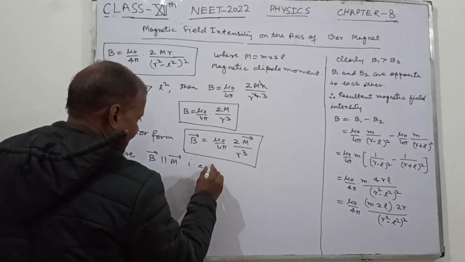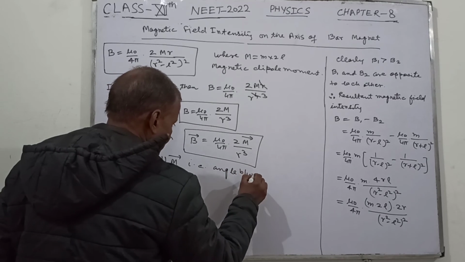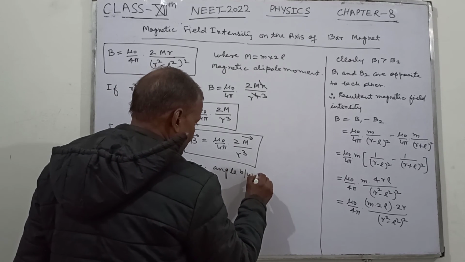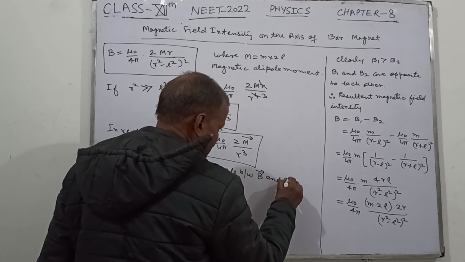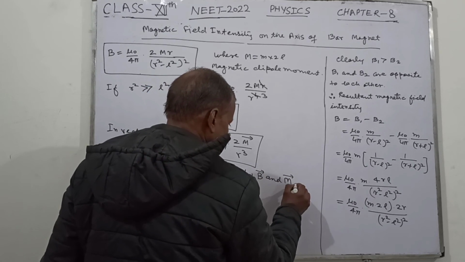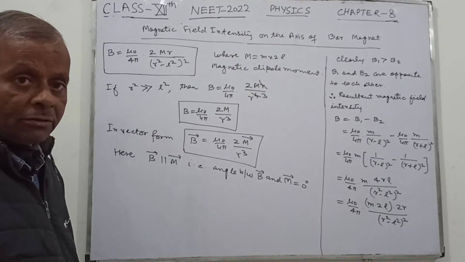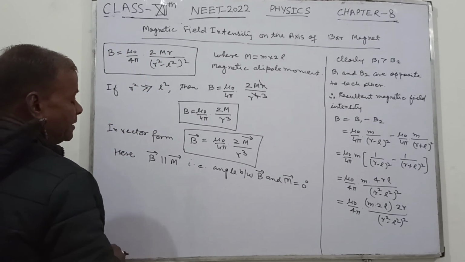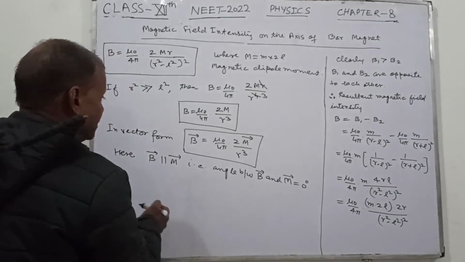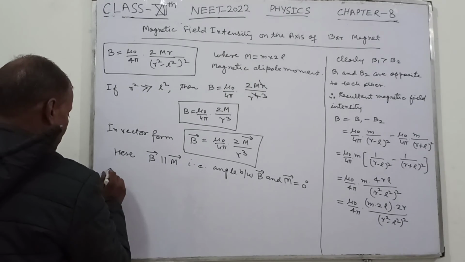It means that the angle between B and M is 0 degrees. So now what are the conclusions?